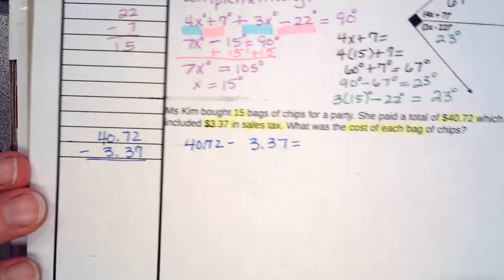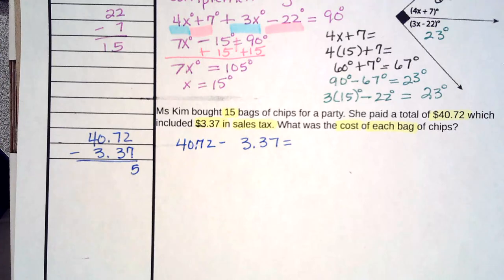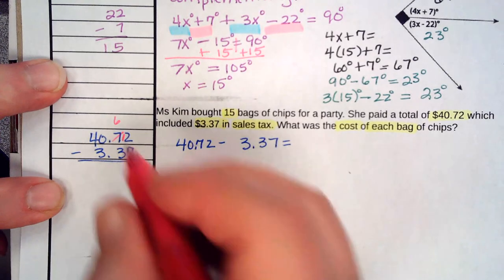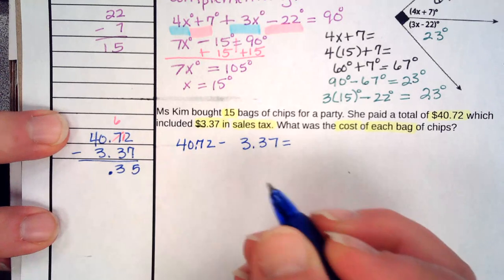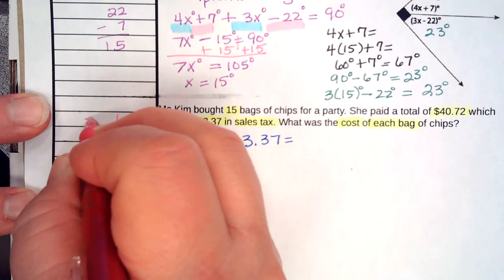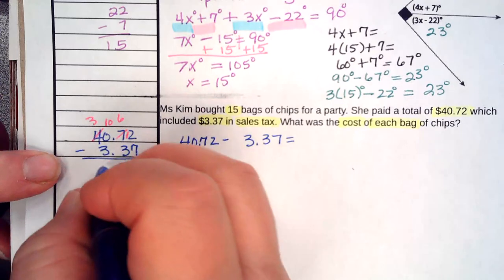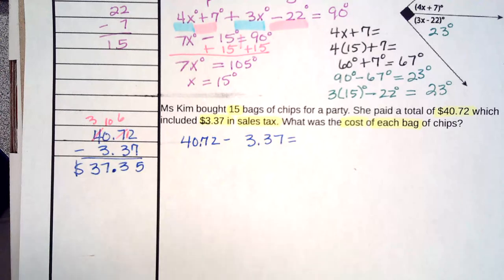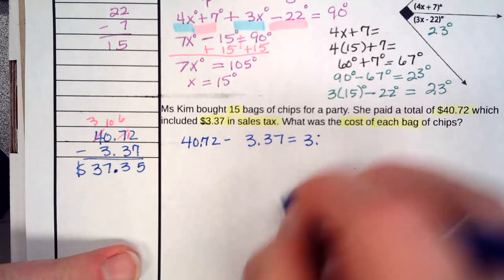Okay. 12 minus 7 is 5. I have taken away from here and brought that over here. 6 minus 3 is 3. 0 minus 3 I can't do, so I borrow from the 4. This is 3. This becomes 10. 10 minus 3 is 7. Bring the 3 down, and now we know $37.35.